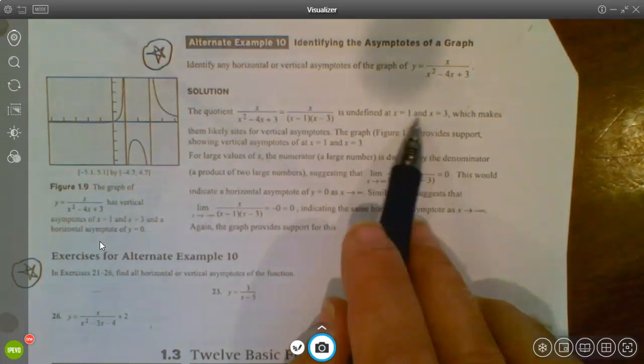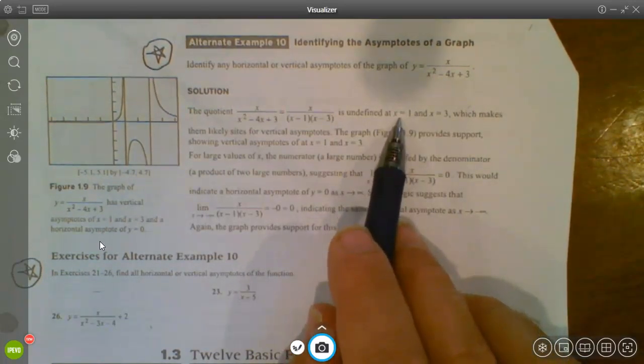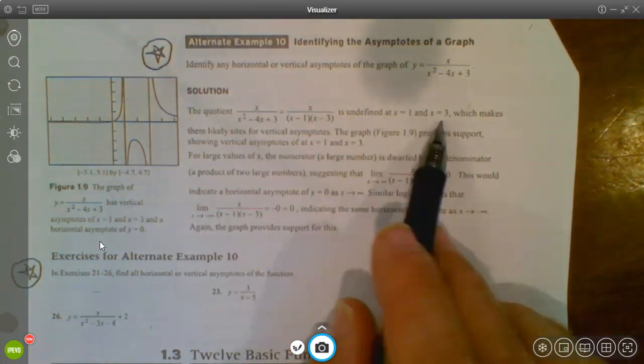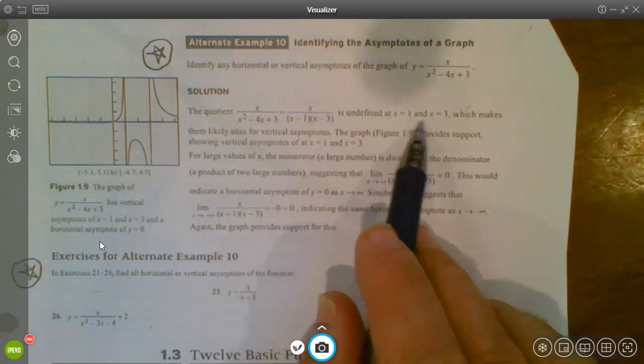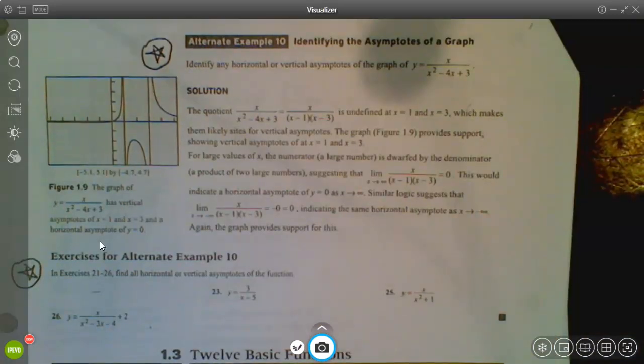We always write these as an equation, so you would never write it as my vertical asymptote is 1 and 3. A vertical asymptote is always written as a vertical line. So you got to write it as an equation. So these would be the two equations of our two vertical lines.